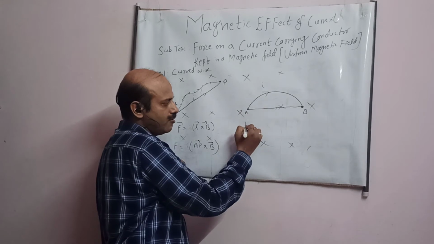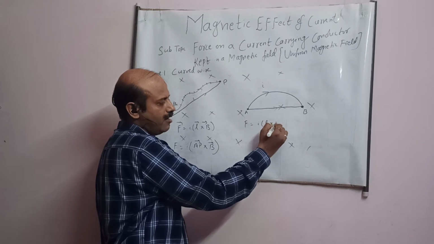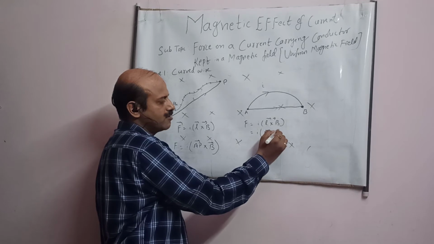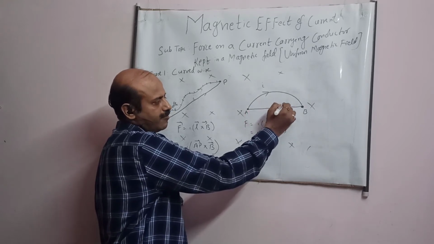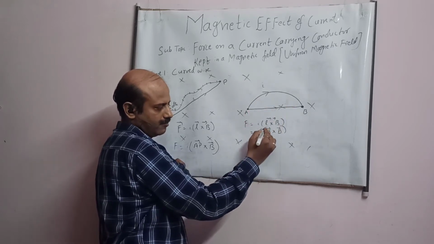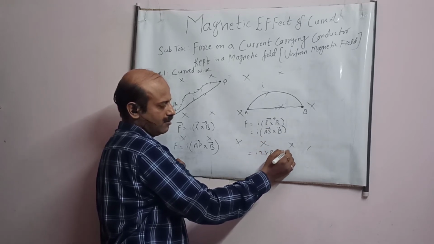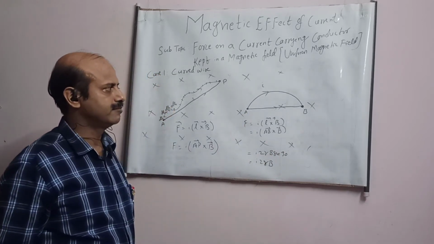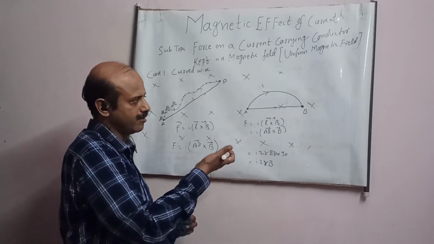So, force on this wire will be, student, F is equal to I L cross B. Here I will write AB cross B. If this is a circle, say semicircle of radius r, it will become 2r. L is 2r. Sin 90. This is the magnetic force, student, acting on this wire. And direction also you can find out by this rule, it is upward.